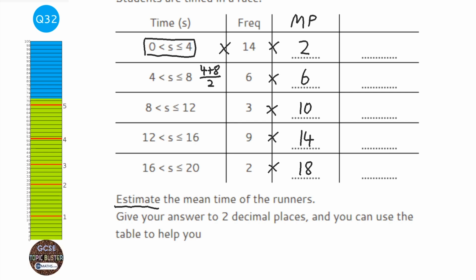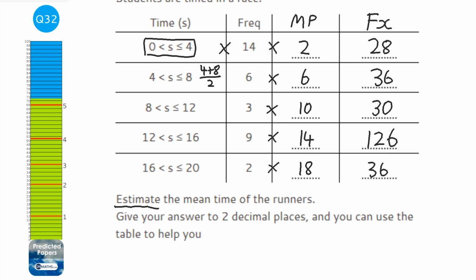So we do 14 times 2, which is 28, 6 times 6 is 36, 3 times 10 is 30, and then you can use a calculator for this, so 9 times 14, have an idea of what it's going to be. Hopefully it's 126, which it is, good, and 2 times 18, which is 36. And this I call the fx, although in this case we are calling the first one s, so it's the fs column. And then we need to find the sum of the fs column.